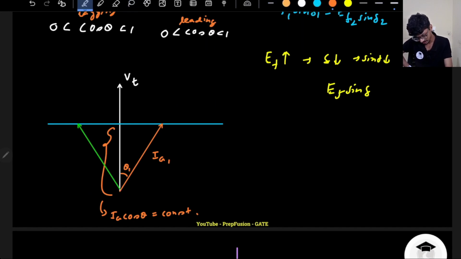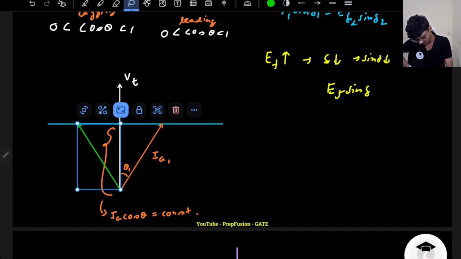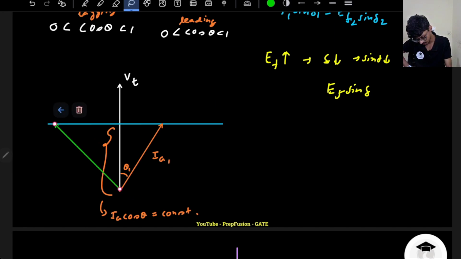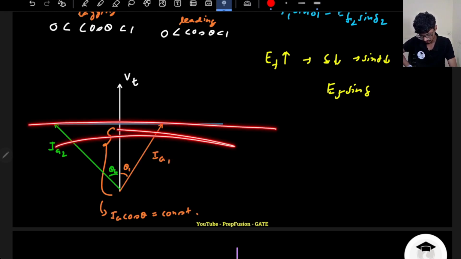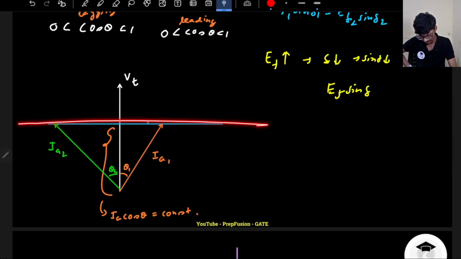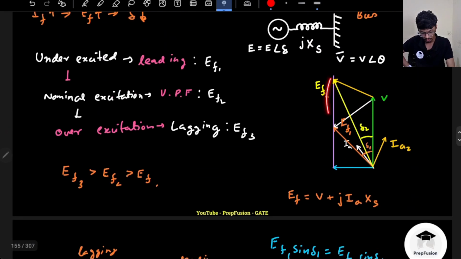So let's say this is IA2 and this is some other, very high length. This is my theta 2. But again, your IA2 cos theta must be constant. So basically, you can plot your current like this. Your current will lie along a straight line here, and your EF will always touch on the left-hand side. So basically, I want to conclude.